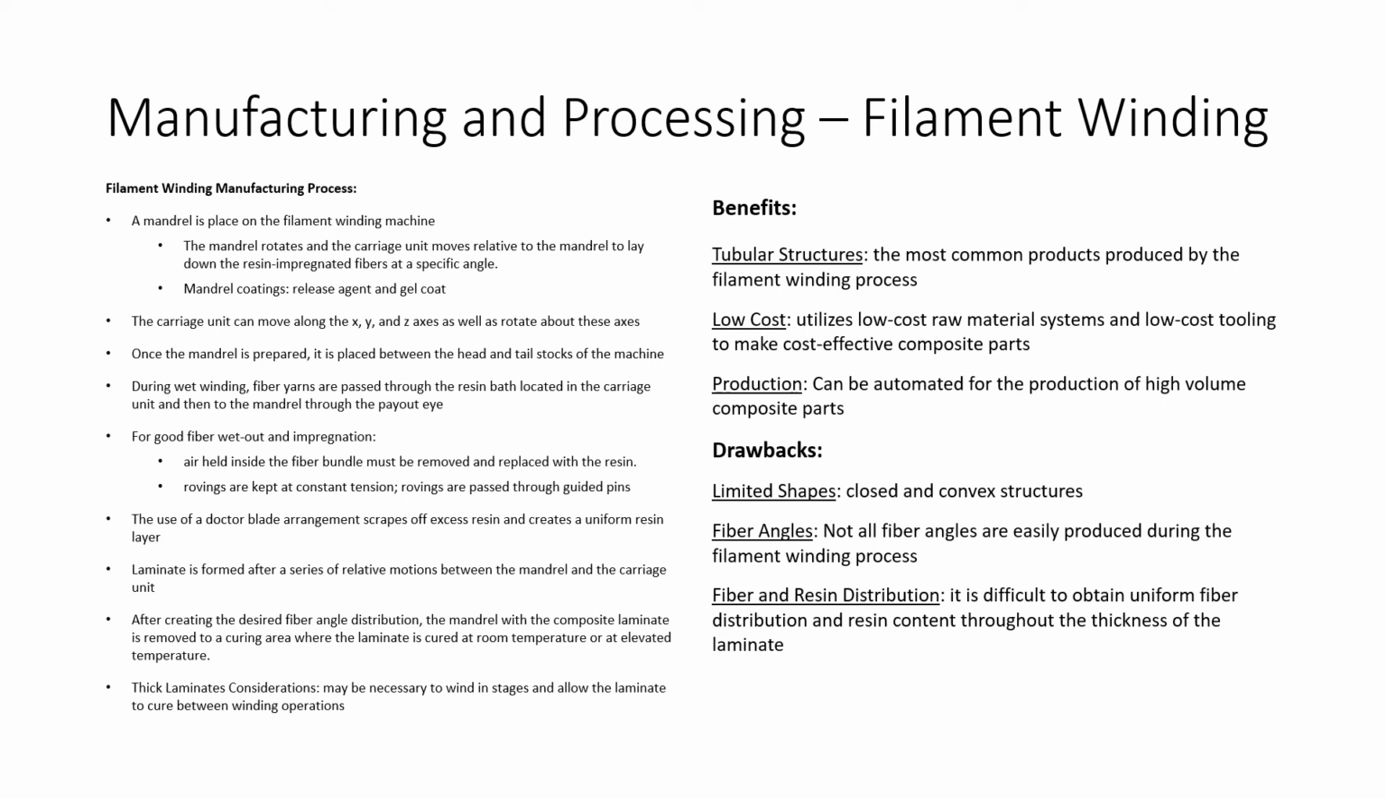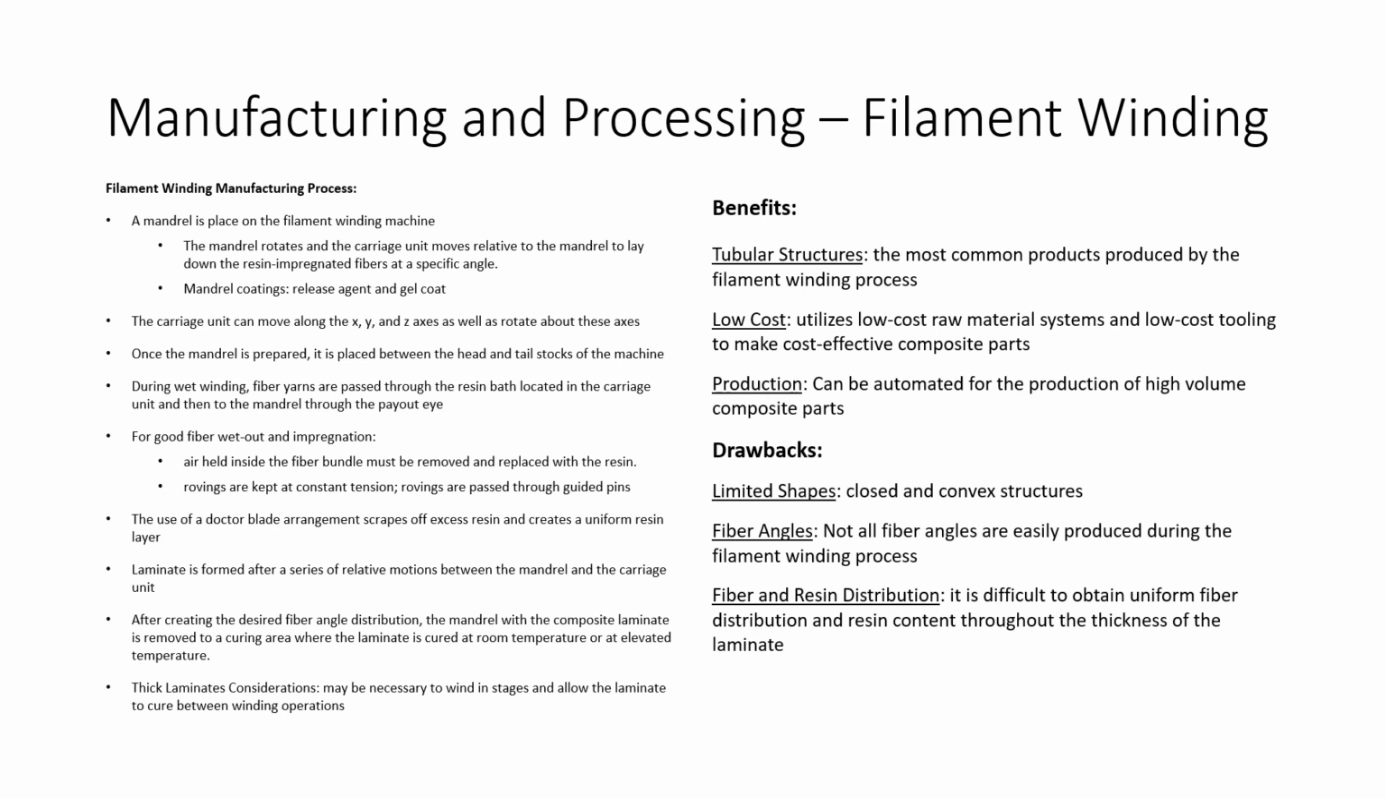After creating the desired fiber angle distribution, the mandrel with the composite laminate is removed to a curing area where the laminate is cured at room temperature or at elevated temperatures. If thick parts are to be considered, it may be necessary to wind in stages and allow the laminate to cure between winding operations.